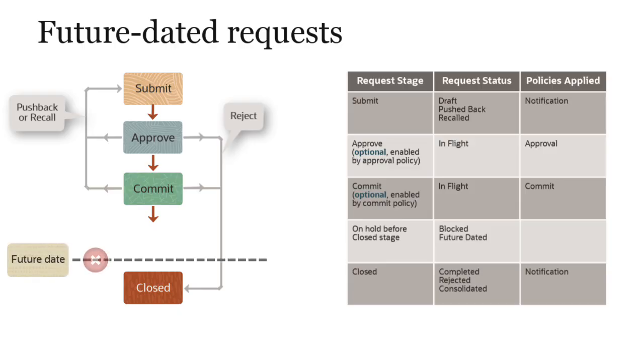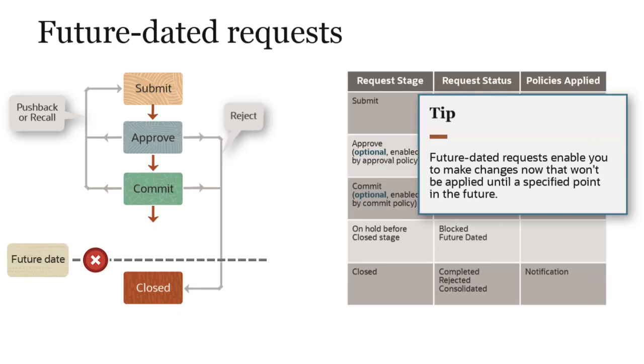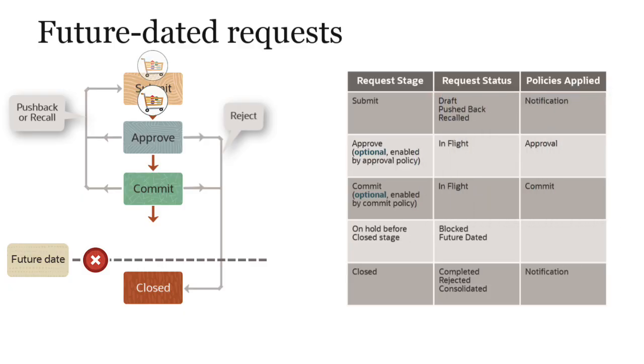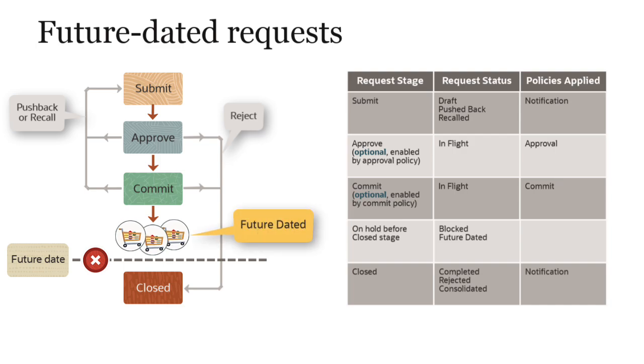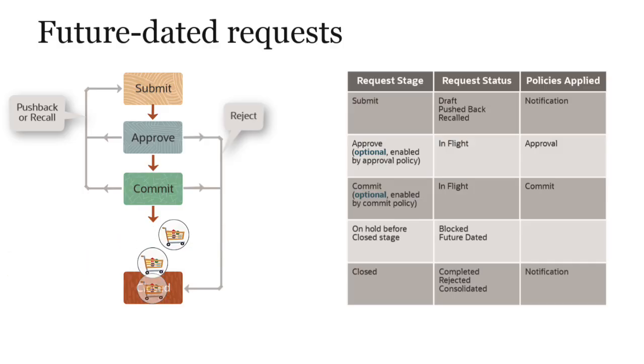Requests can also be future dated. Future dated requests enable you to make changes now that won't be applied until a specified point in the future. When a future dated request is submitted, it goes through the normal request workflow. When all policies are fulfilled, the request is held with a status of future dated until the date and time in the request's time label is reached.